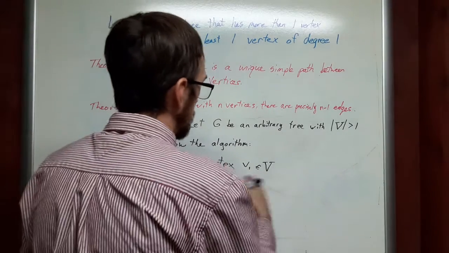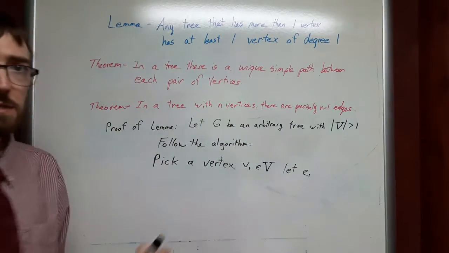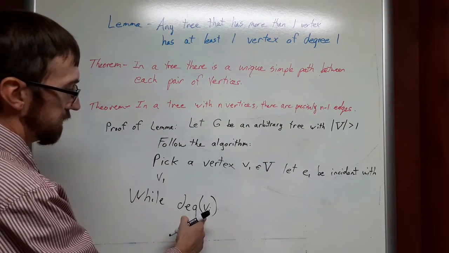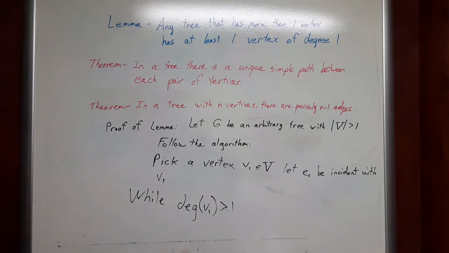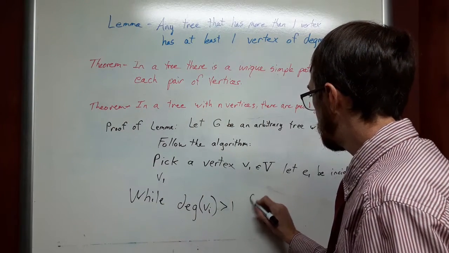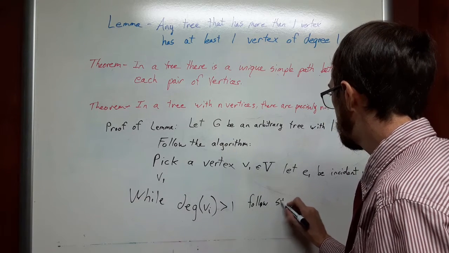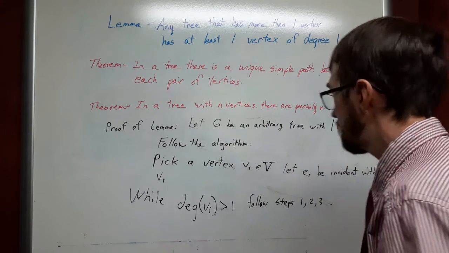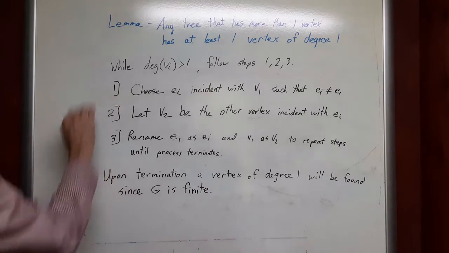With this vertex, we are going to have an edge that's incident with this. So we're going to let e sub 1 be incident with this vertex. Well, the degree of v sub i, whatever vertex we're talking about, is greater than 1. We are going through the following steps. We're going to follow steps 1, 2, 3, and then we're going to define those steps. So our 3 steps are this.